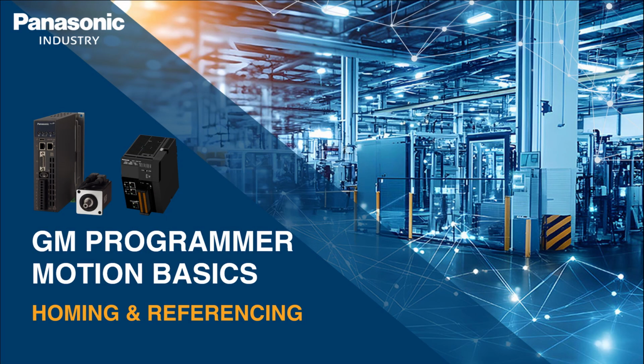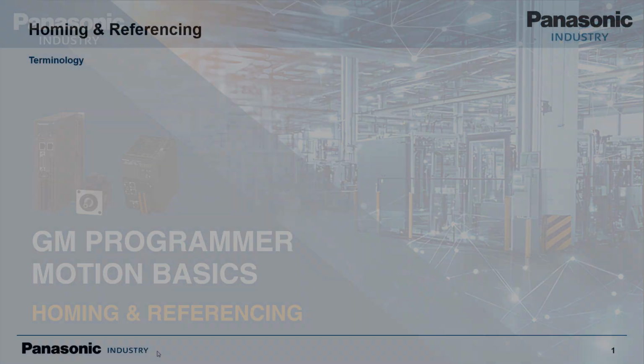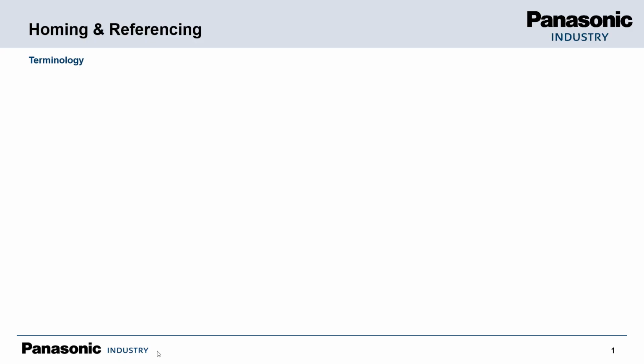Have you ever wondered what the real difference is between homing and referencing an axis? Let's break it down, step by step. In general, both homing and referencing are used to establish a known relationship between the mechanical position of an axis and its logical position in the controller. But they do this in two very different ways.